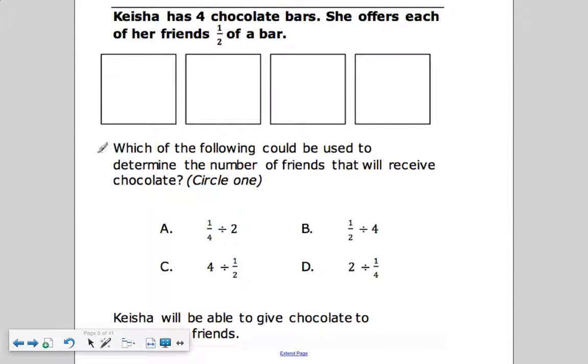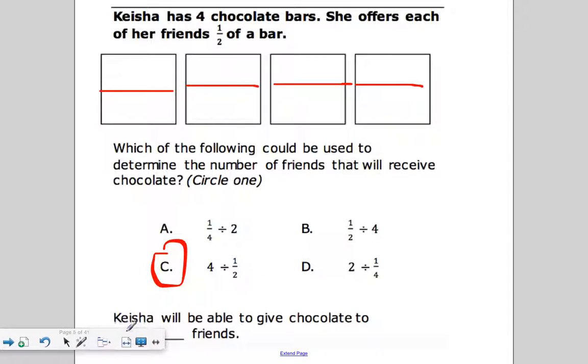So Keisha has 4 chocolate bars. She offered each of her friends half of a bar. So here are her 4 chocolate bars. Each friend gets half of a bar. Which of the following could be used to determine the number of friends that will receive chocolate? So she started with how many chocolate bars? 4 of them. She divided the bars into halves. C is the answer.